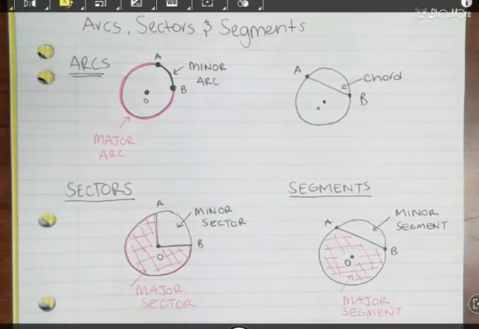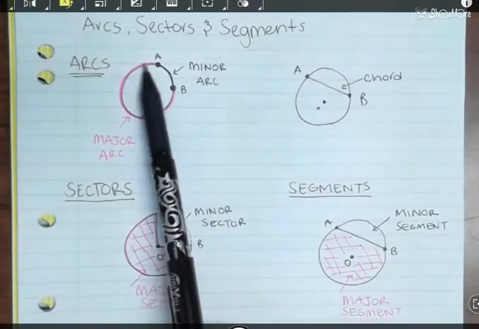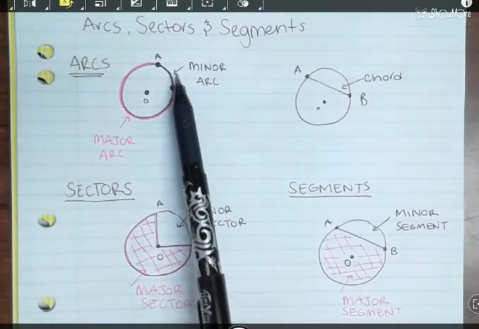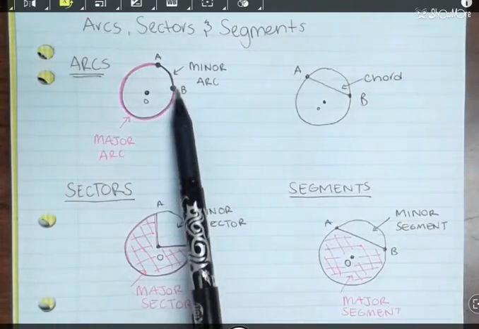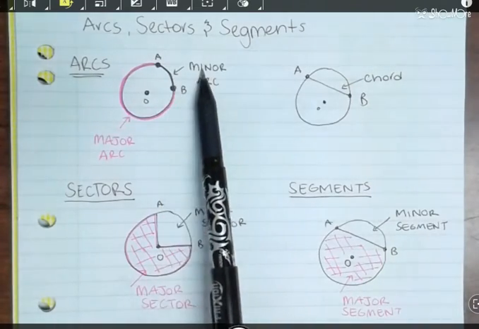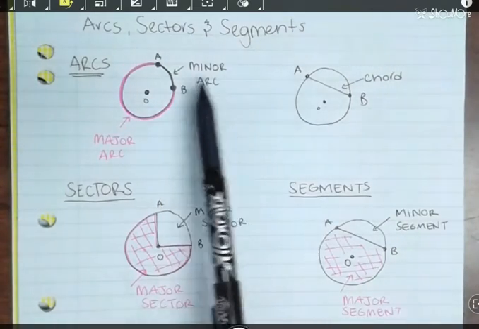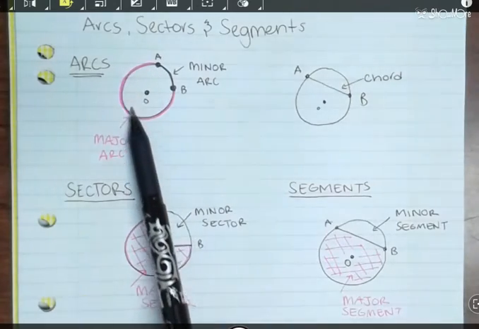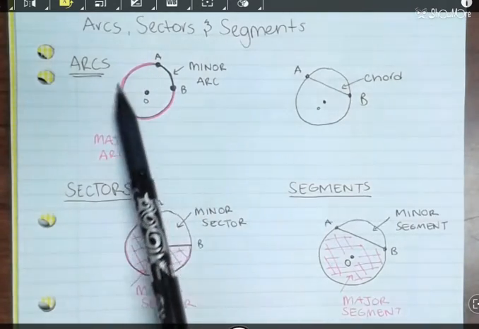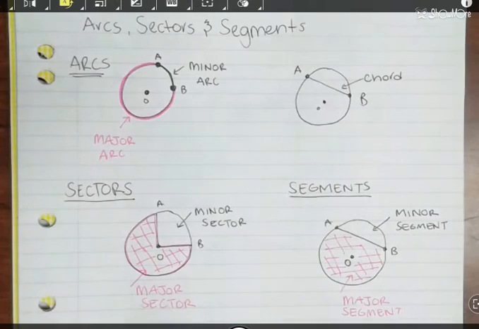So, an arc is just a section of the circumference of a circle. If you've got a small arc, less than half, then it would be the minor arc. The smaller arc around the other side is going to be the major arc. So the larger ones are the major arcs, the smaller ones are the minor arcs.